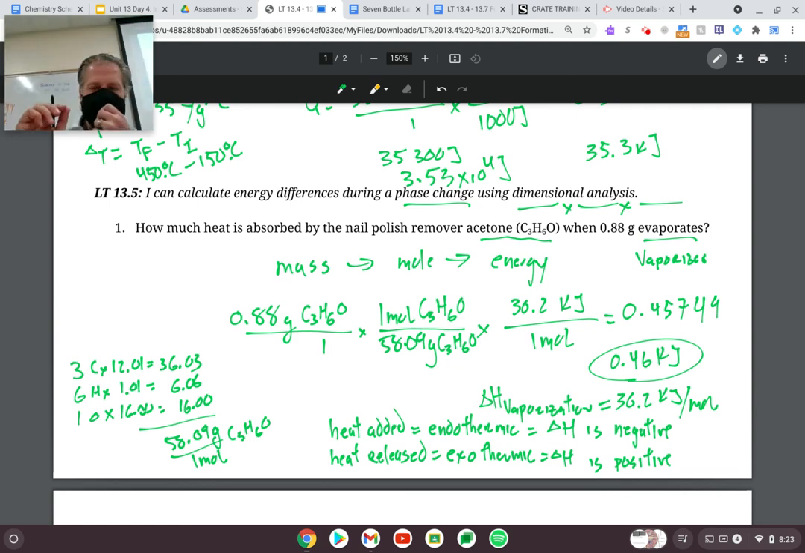So because we were evaporating, we would have to assume that we are adding heat. So that means that the sign here is going to be positive, which means our answer is going to be positive. Any questions about this? All right.